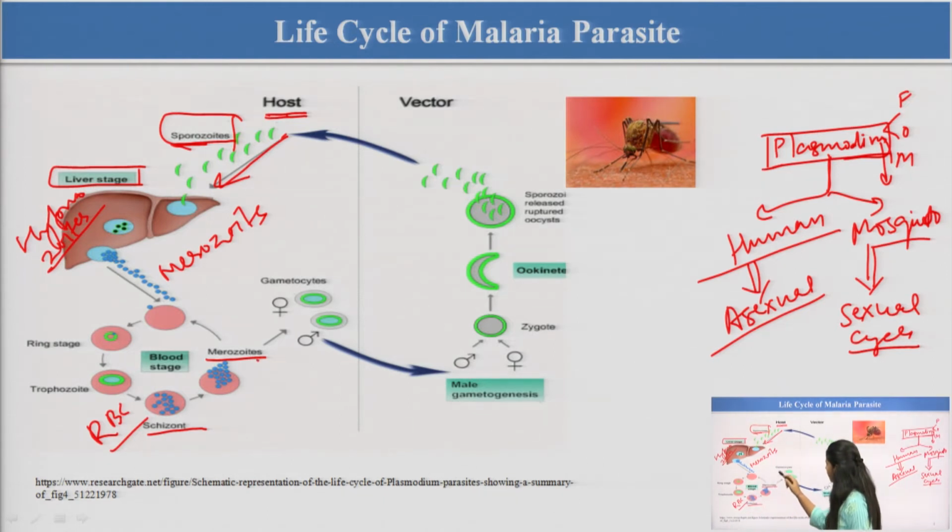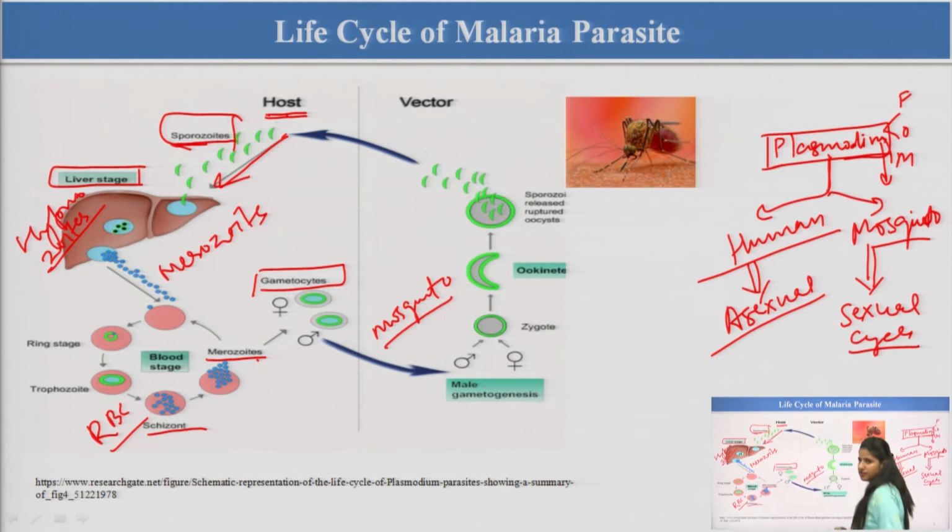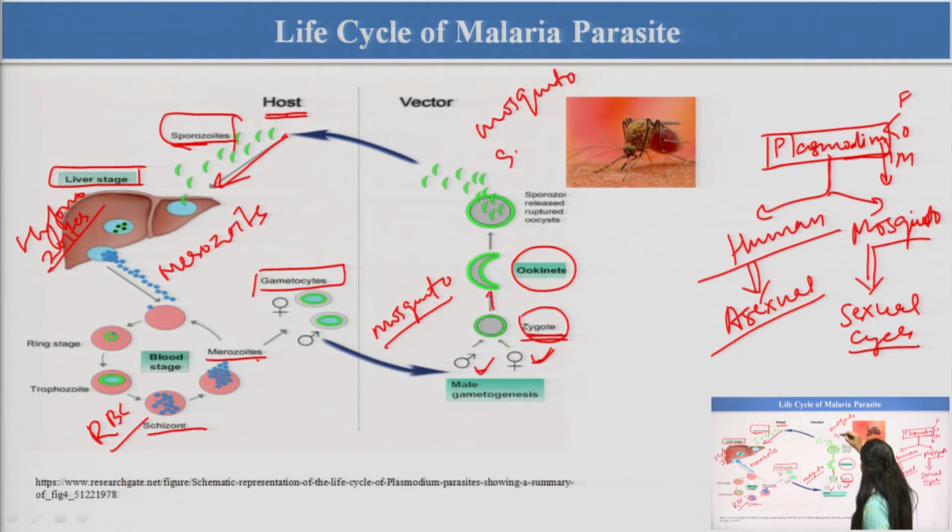Now, these merozoites can form gametocytes, macrogametes and microgametes. When the mosquito comes and bites the human, the mosquito will take up the gametocytes, and these gametocytes will convert into the male and female gametes. These gametes will form the zygote, and this zygote will form the ookinete. All these phases occur in the mosquito, and the sexual cycle is completed here.